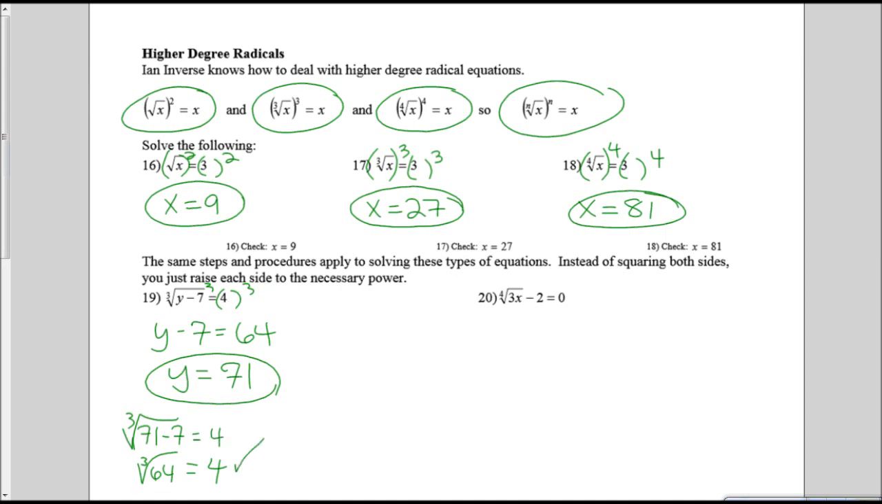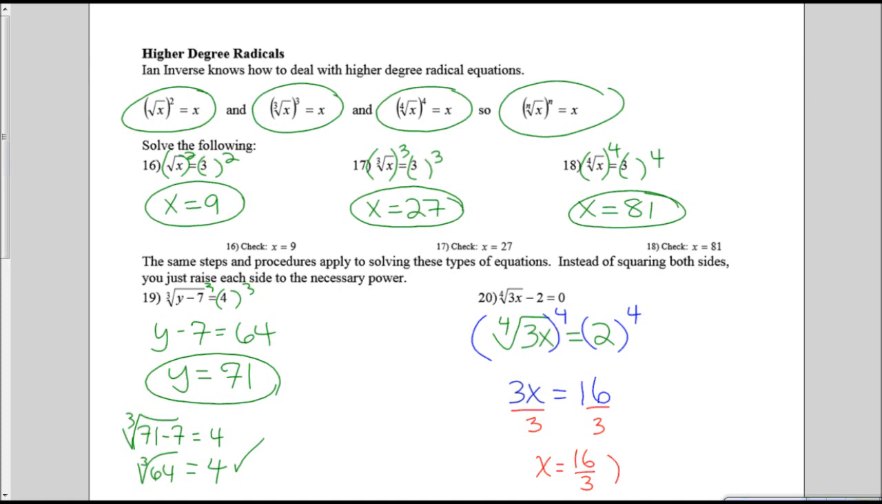In number 20, I would start out by adding 2 to both sides to move the 2 over. Then, to get rid of the fourth root, I'm going to take the fourth power. So on the left side, I'll have 3x. On the right side, I have 2 to the fourth, which is 16. To get rid of the 3 out in front, I need to divide both sides by 3. So I have x equals 16 thirds. You can leave that as 16 thirds. That's how I would leave it. Or you can go ahead and reduce it. 3 goes into 16 5 times, and there's 1 left over. I'd rather you not call it 5.3 repeating.